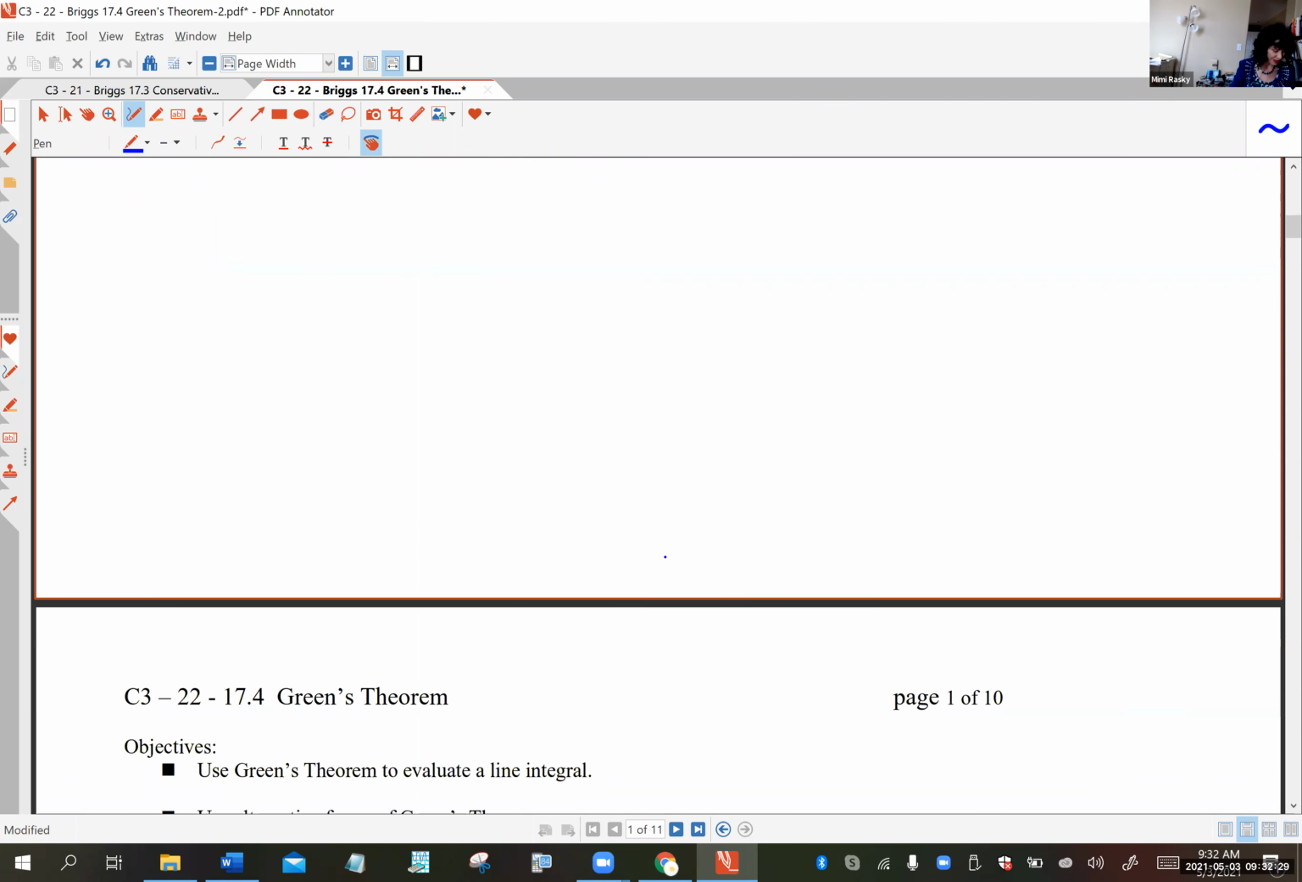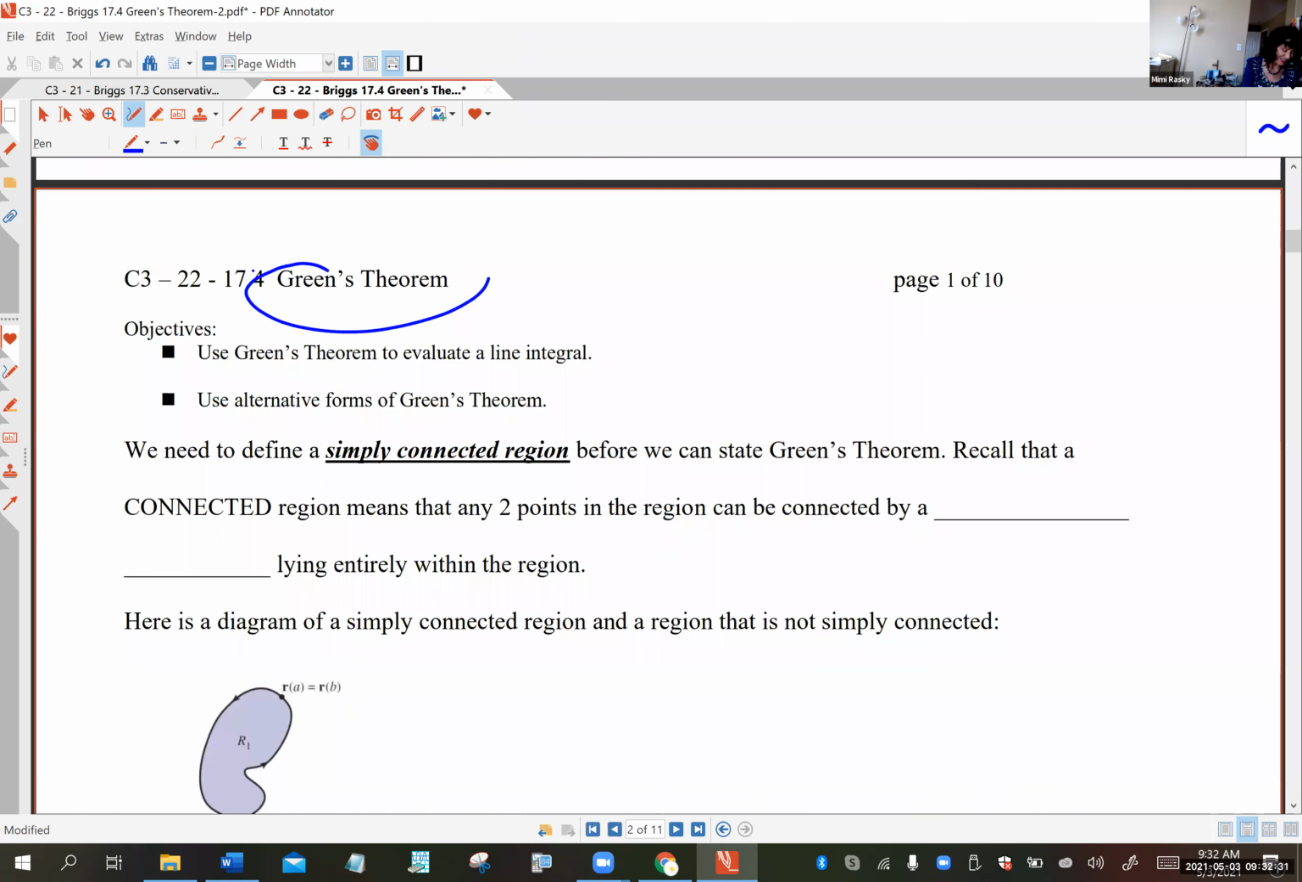Green's theorem, baby. Yeah. So what? Yeah, it's good. It's awesome. This is one of the most fun parts of the whole class. You're going to love it. Really? Yeah. Exciting stuff. I'm excited for you. You get to learn something really cool.